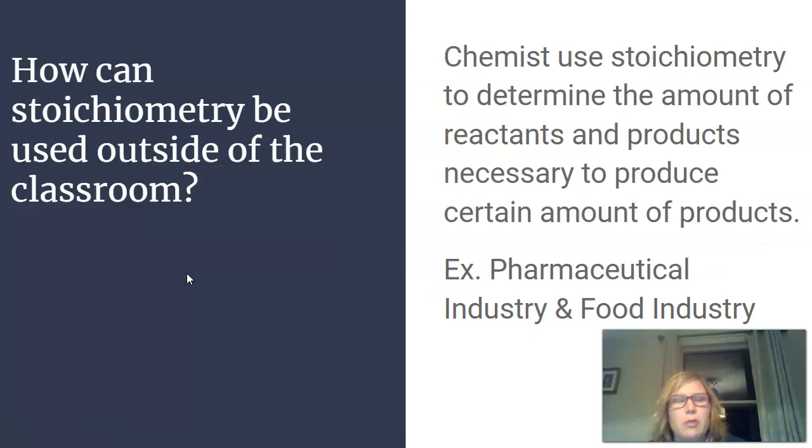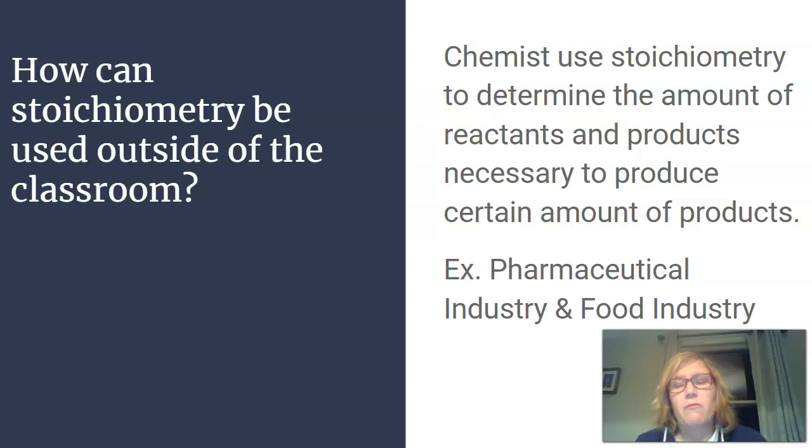So how can stoichiometry be used outside of the classroom? Well, chemists use stoichiometry in a lot of things. We use it in the pharmaceutical industry. We use it in the food industry. We also use it, for example, in your car's airbags. There's a known quantity of reactant in the bag, and then when your car gets hit, it actually triggers it to make a certain amount of product. You do not want your airbag over-inflating because that would be bad. So they have done the calculations to figure out how much product will be produced when that happens.